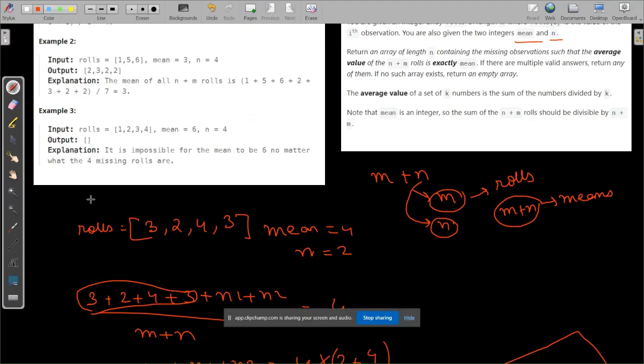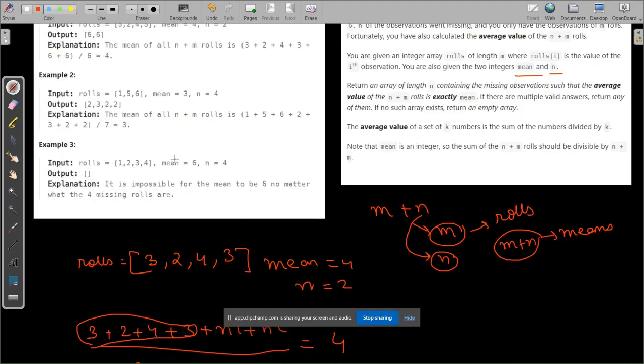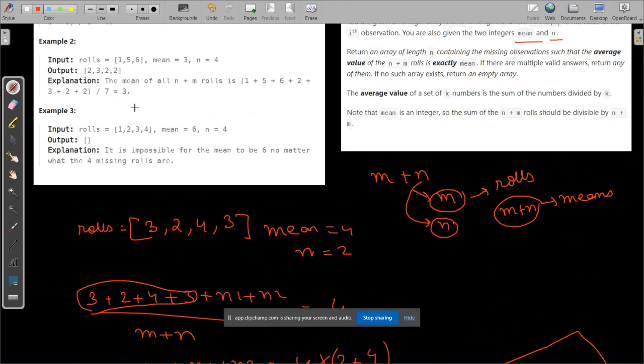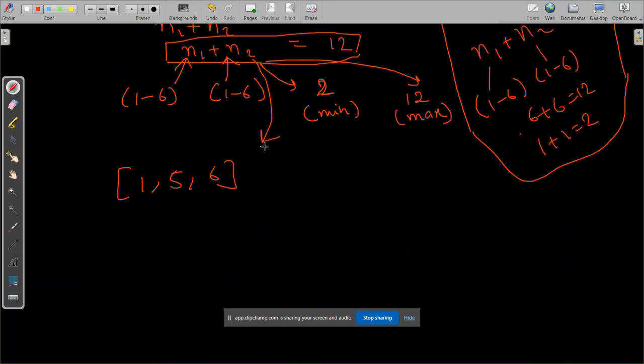Now, I will take another example. I have rolls 1, 5, 6, mean as 3 and n as 4.